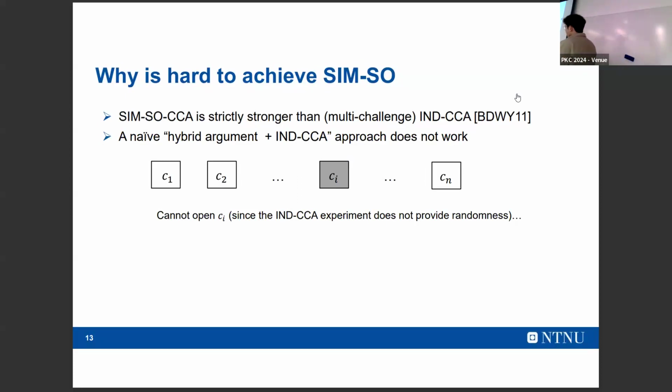So one may ask, okay, can we prove the SIM-SO-CCA security by only using the IND-CCA security? And it turns out that the naive hybrid argument plus IND-CCA approach does not work. So in the SIM-SO-CCA security game, we have a lot of challenge ciphertexts, and the adversary is allowed to open something, say c_i.